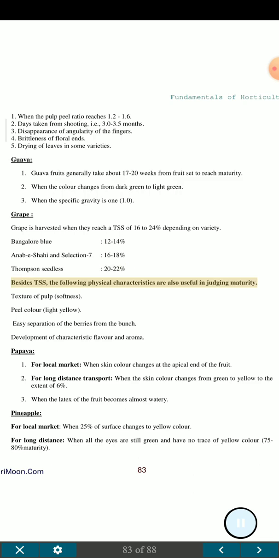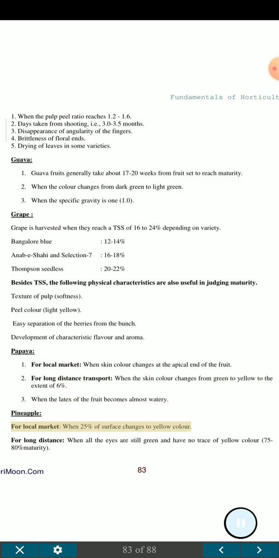Besides TSS, the following physical characteristics are also useful in judging maturity. Texture of pulp, softness. Peel color, light yellow. Easy separation of the berries from the bunch. Development of characteristic flavor and aroma. Papaya. 1. For local market, when skin color changes at the apical end of the fruit. 2. For long distance transport, when the skin color changes from green to yellow to the extent of 6%. 3. When the latex of the fruit becomes almost watery. Pineapple.